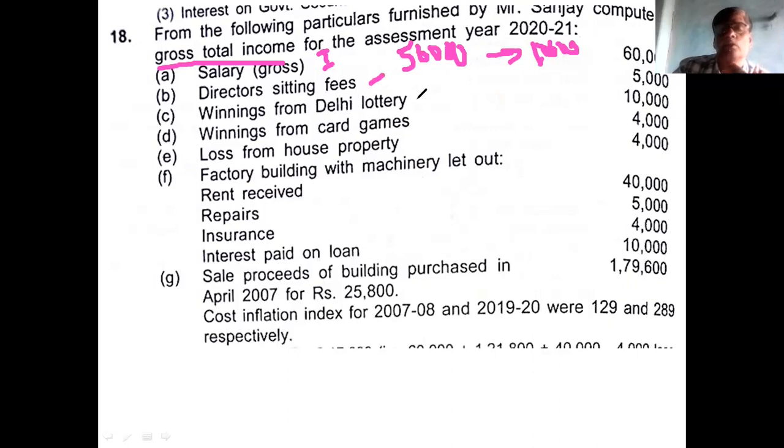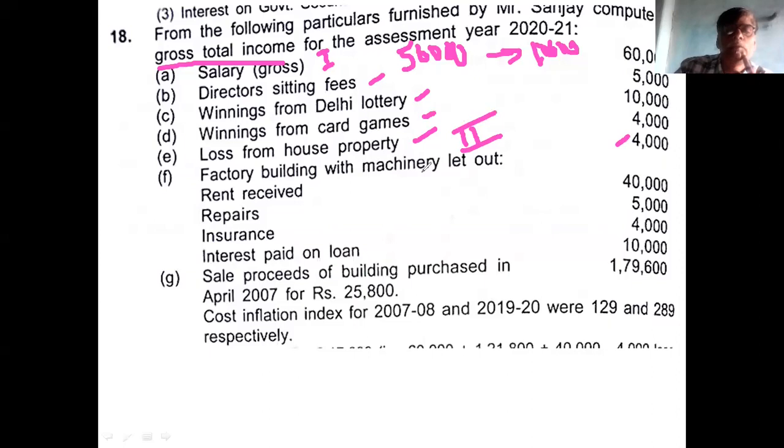Director fee other source, lottery other source, winning from card game other source, loss from house property. Loss from house property is there. This can be adjusted with other head income. Salary, business, capital gains, others. So you adjust this 4,000 loss. This is the second head.